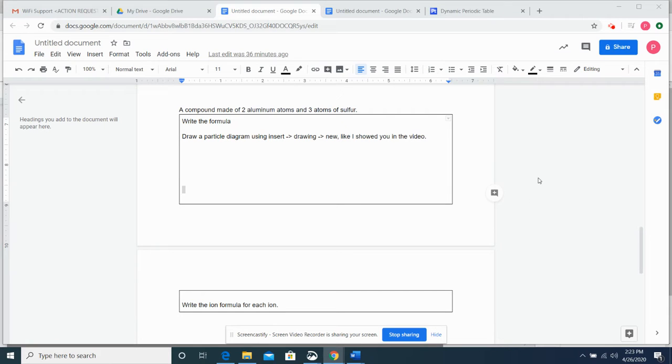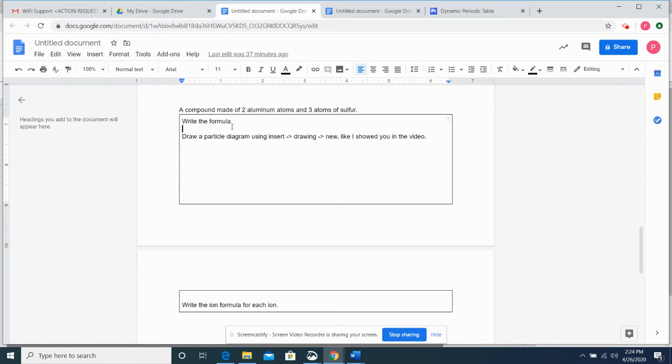Hi, I'm going to give you one more example problem for finding the charge on an ion. This problem says that we need to find a compound made of 2 aluminum atoms and 3 atoms of sulfur. You do have one hint from the past already: last Friday, you found out that sulfur should have a 2- charge. Since sulfur has a 2- charge, that's going to help us later on in this problem.